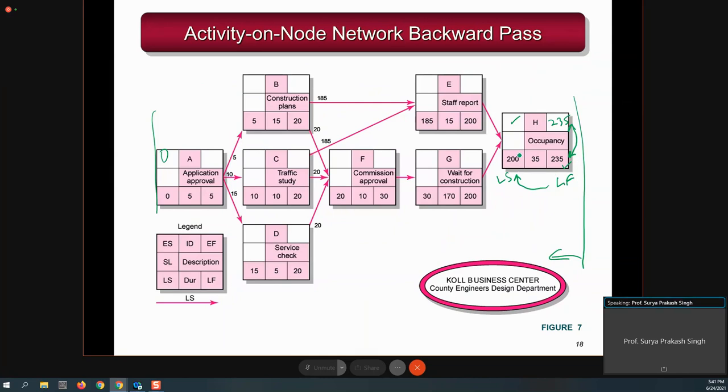Logically, what it means when we say latest finish is how late you can finish this project. When we say early finish, it is how early you can finish this project. So this is the meaning of latest start and latest finish. How late you can finish: at the most I will take 235. How late you can start? I can delay up to 200, but beyond 200 I cannot delay, so I will start at 200.